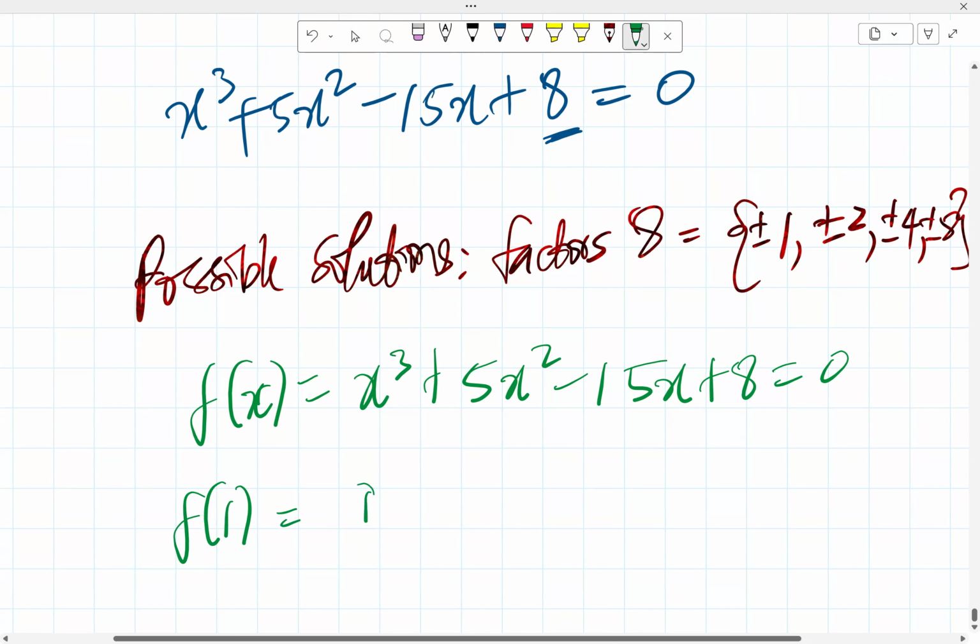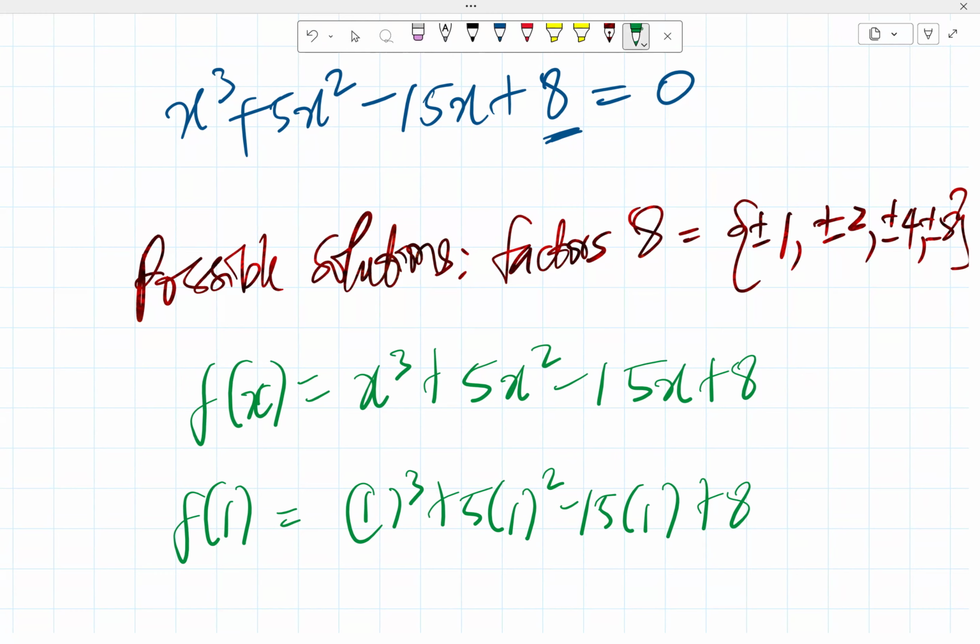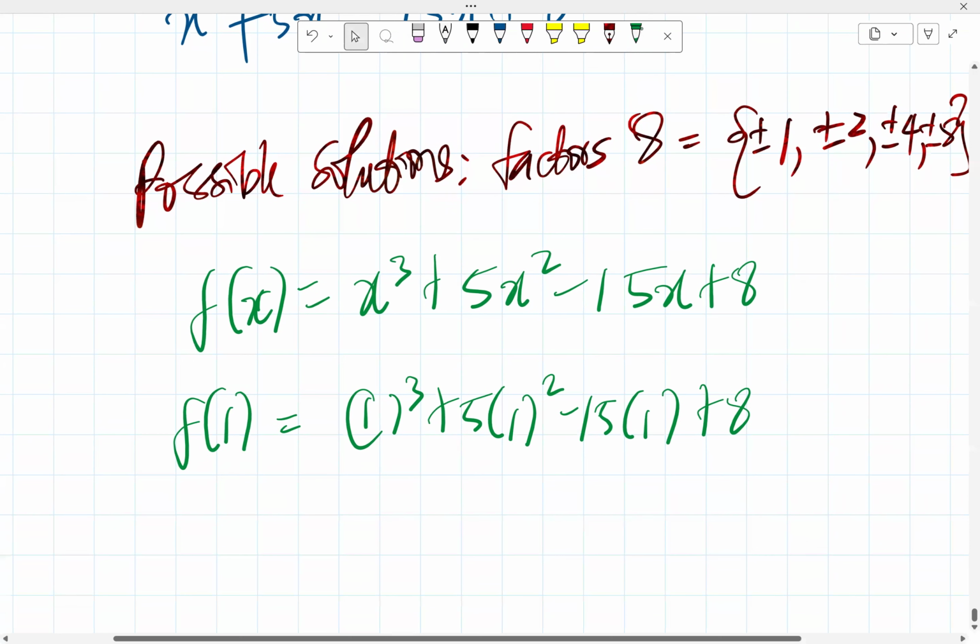So this is 1 cubed. This is 5. 1 plus 5 is 6. 6 plus 8 is 14, right? 14 minus 15, that's minus 1. So this is not equal to 0. That simply means that x minus 1 is not a factor.